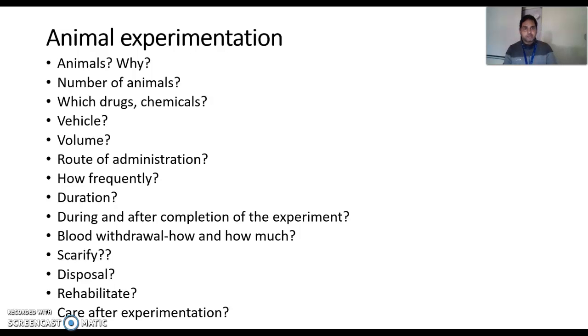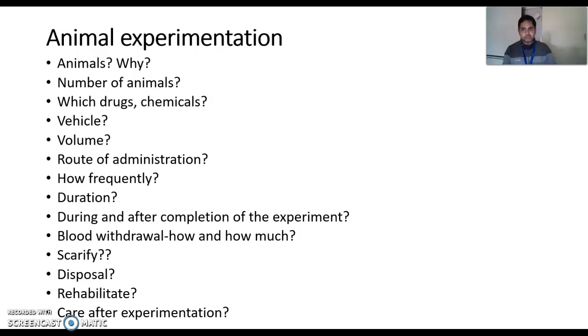And how much volume you are going to administer in the animal. As maybe all of you know, depending upon the route of administration, your volume will vary. So you have to answer, yes, we are going to use this route, and through this route we want to give that much volume.